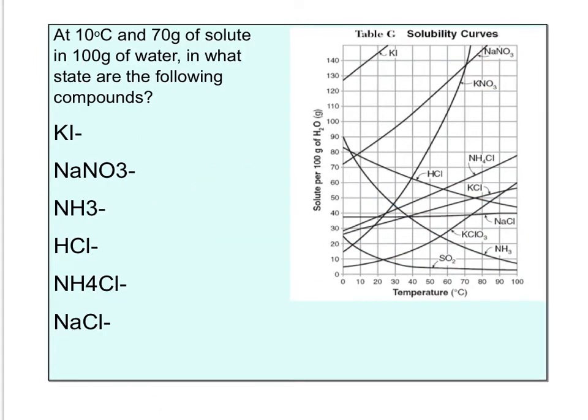So given what we've just learned about saturated, supersaturated, and unsaturated, and where they are relative to the line, I want you to pause the video right now, go to your notes on your own, on Notability, and try to answer these 6 examples. So at 10 degrees Celsius, and 70 grams of solute in 100 grams of water. Remember, all of this is 100 grams of water. What state are the following compounds? Pause the video, flip to Notability, try to answer these, and then come back and check when you're done.